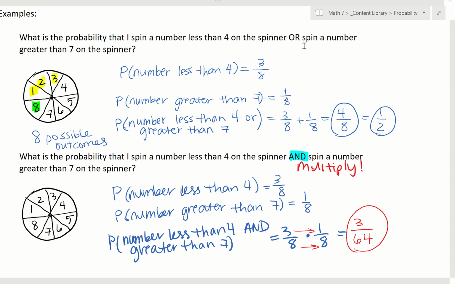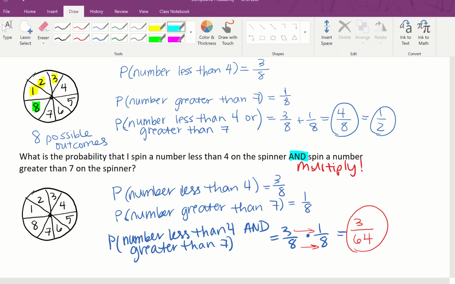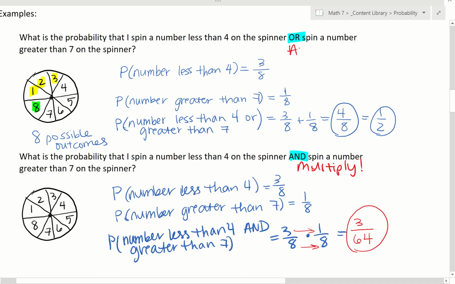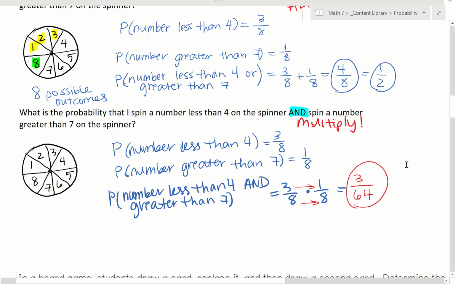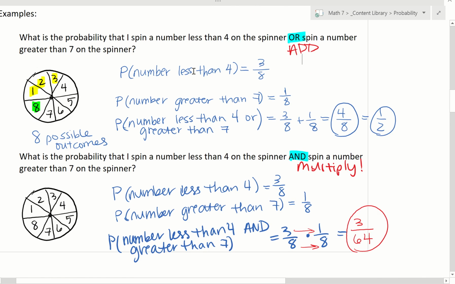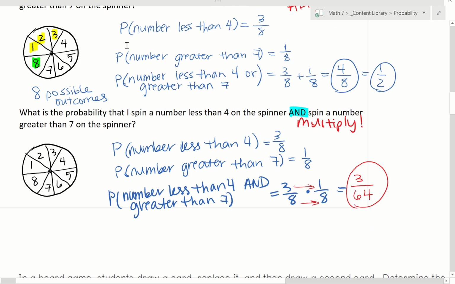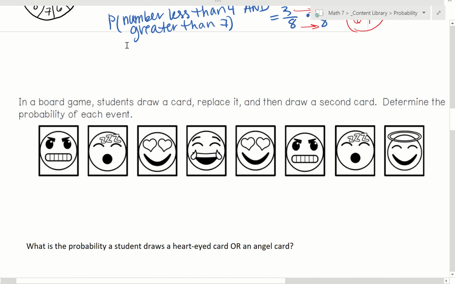Or, and then and. Okay? Remember that or, I'm going to highlight this one. I forgot to highlight this one. Or means to add, and means to multiply. Okay, you do still have to find these probabilities of each part first, though, the part before the or and after the or, and before the and and after the and.